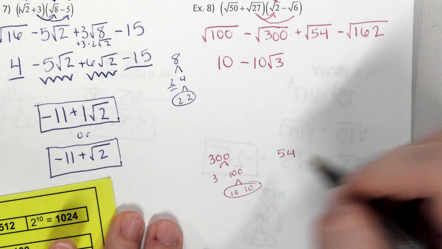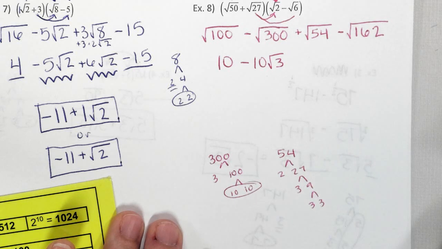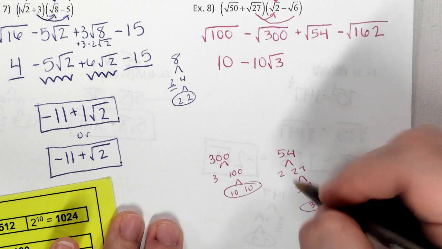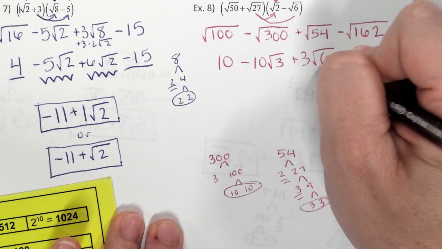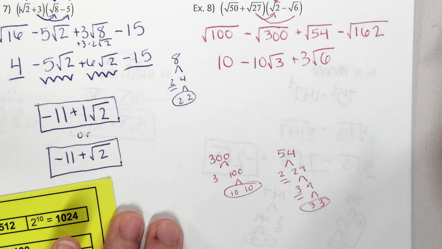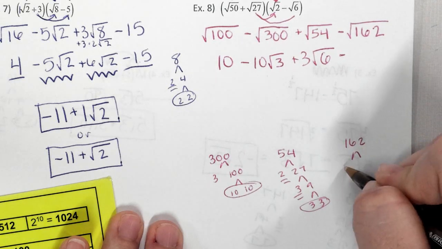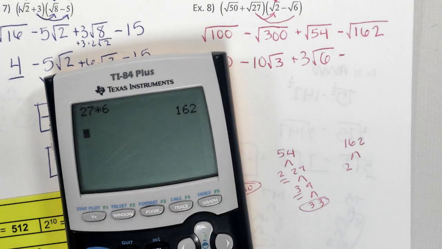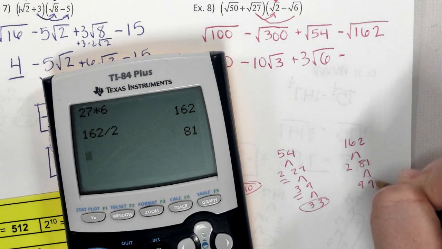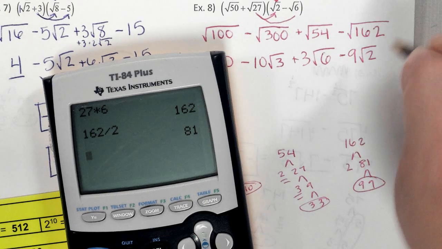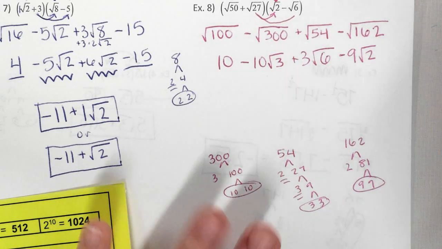So then I have 54. Which is 2 and 27, 3 and 9, 3 and 3. So I have 3's that match, but I have a 3 and a 2 left over. So I get 3 root 6 because I multiply the 2 things that didn't match. I'm going to bring down my minus so I don't forget, and I have 162, which would be 2 and 81. 81 is a perfect square of 9 and 9. So minus 9 root 2. Do any of those match? No. So there's your answer.